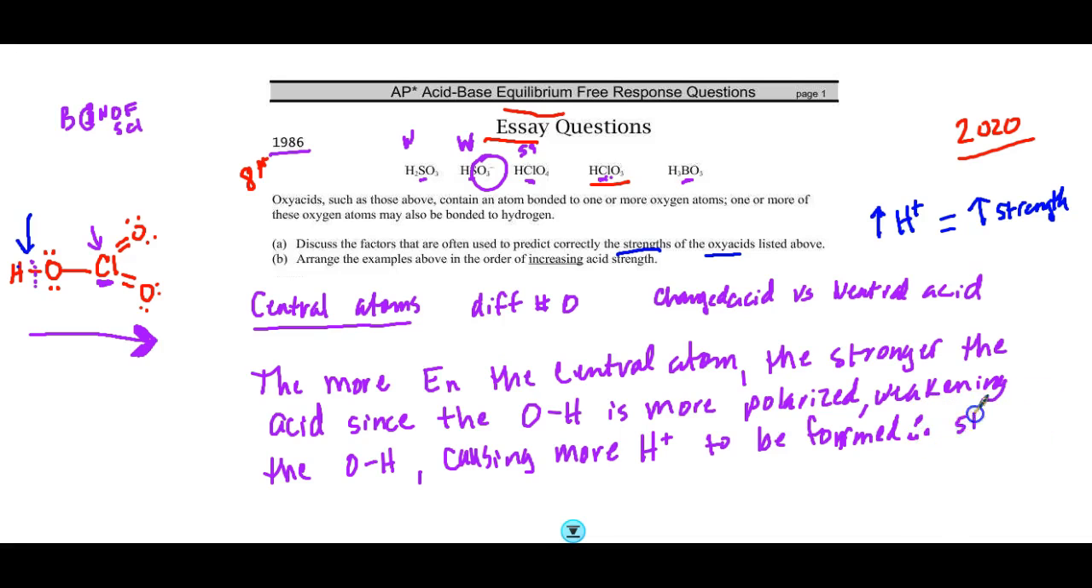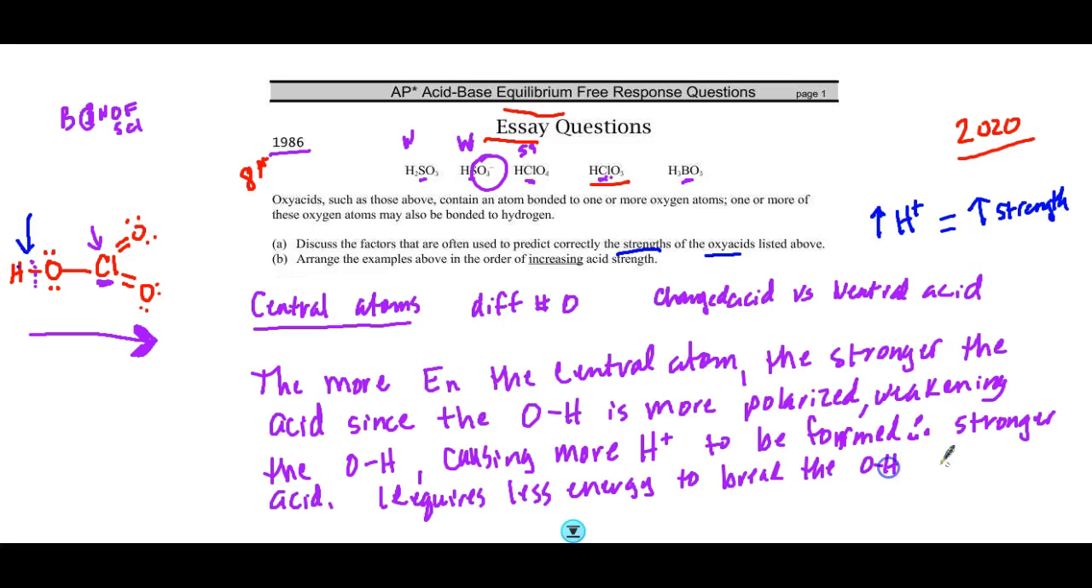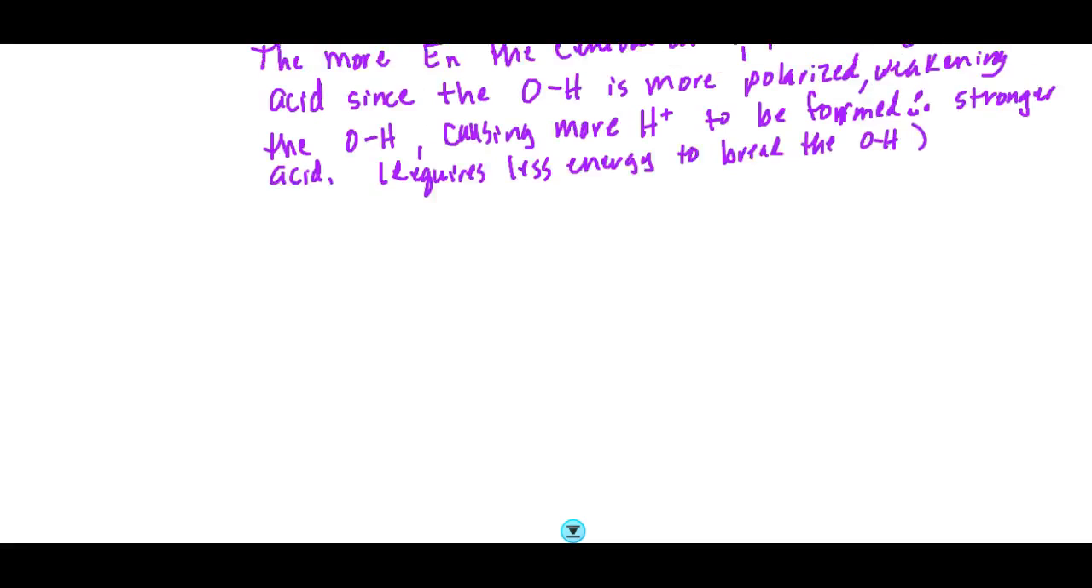Therefore, stronger acid. Okay, I just said polarizing, weakening this bond, causing more, and I should have inserted something here about it requiring less energy to break the OH bond. Okay, all right, so that addresses the first sort of thing we have here.